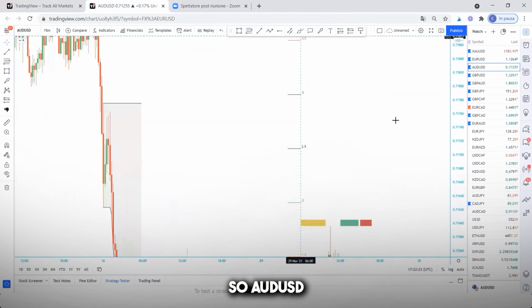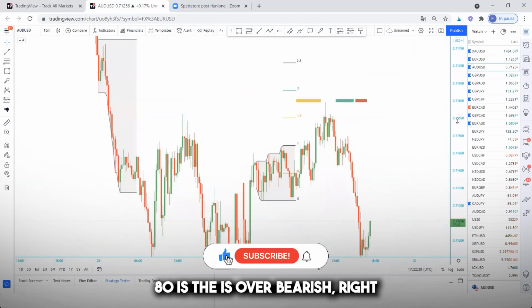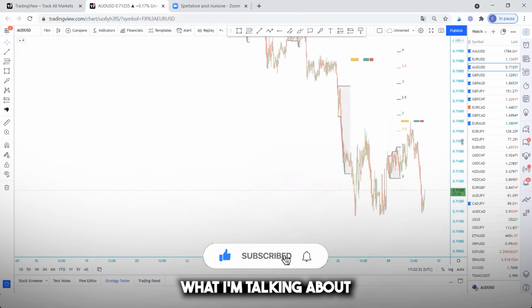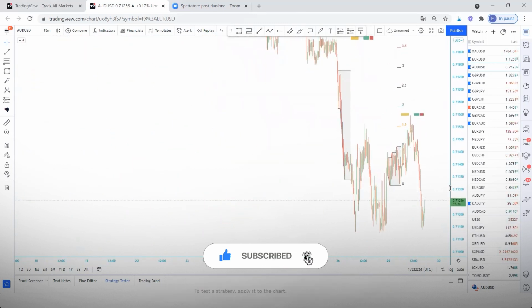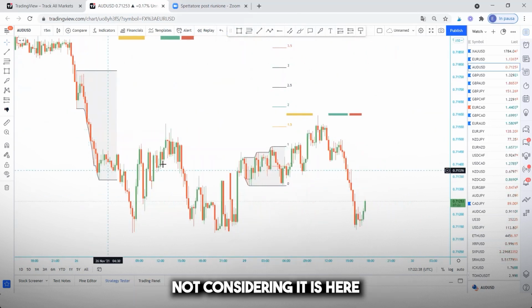So AUD USD, let's see what's going on. Perfect. AUD USD is overall bearish, right? Or if I zoom out, you can see what I'm talking about. It is overall bearish. Yeah. Okay, so perfect. Here, Asian range is too big. We will not consider this.